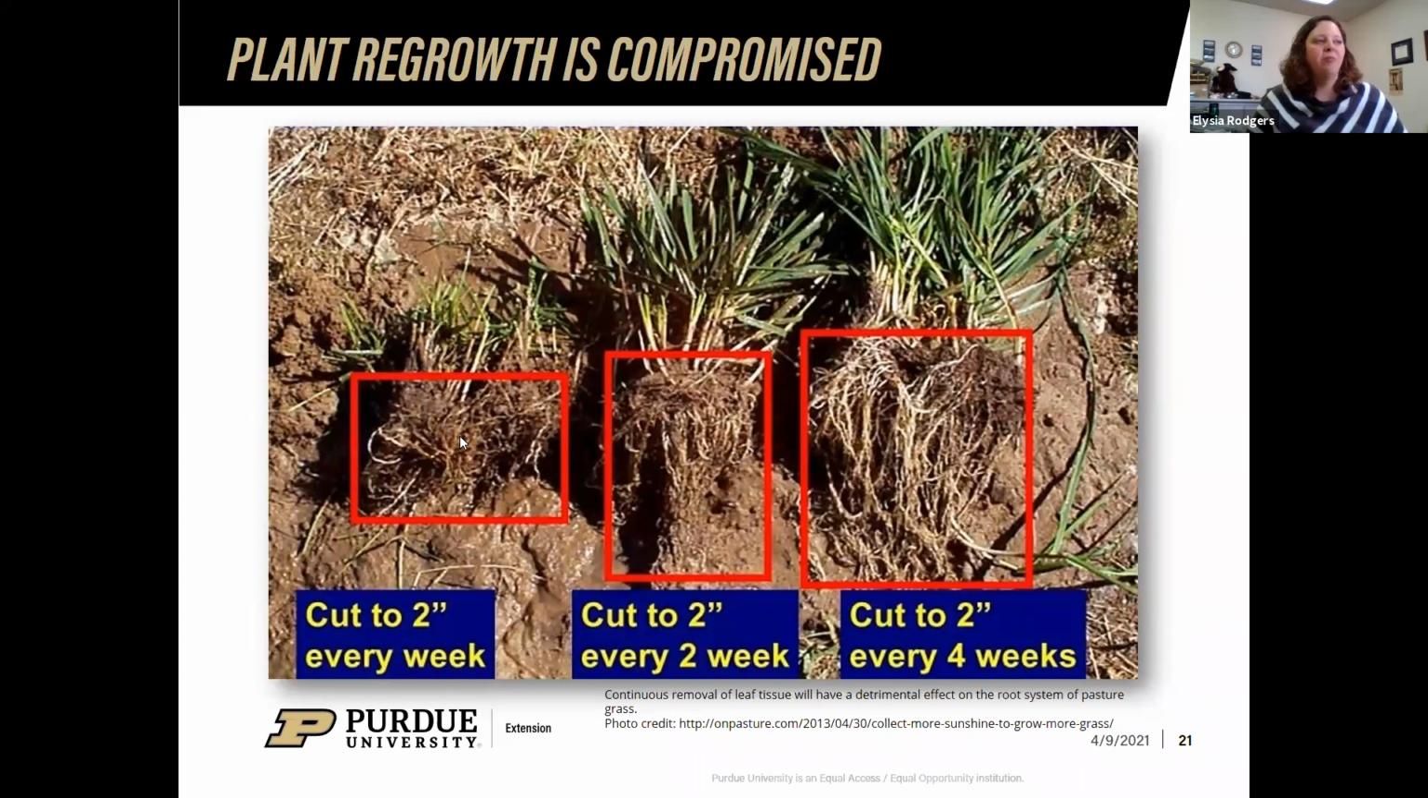And so when we move to this very left photo, where it was cut to 2 inches every week, that would be like Miranda said, that animal coming in, maybe it's a lush choice area, they love that plant and they're going to come back routinely time after time and eat it. And you can just see how detrimental that has been to that root system.